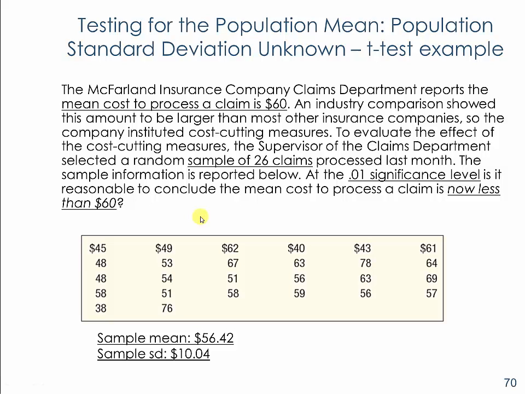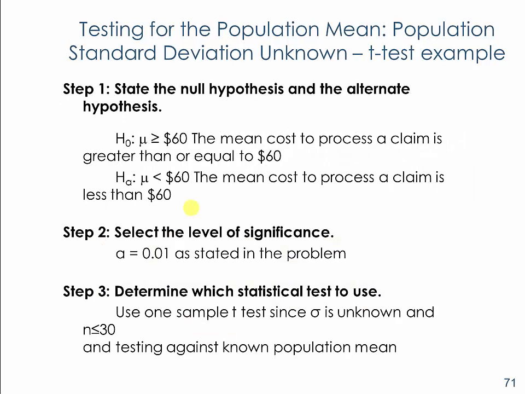What's step 1 again? State the null and the alternate hypotheses. So we assume that nothing is going on. The null: the population mean is greater than or equal to $60. The alternate is what we expect to get if we think something is going on, and we would expect that the population mean cost to process a claim is less than $60.